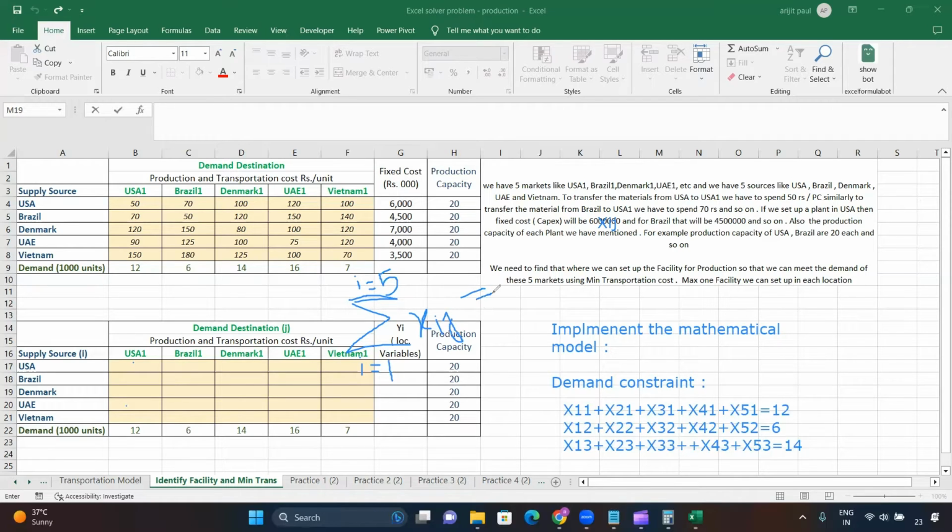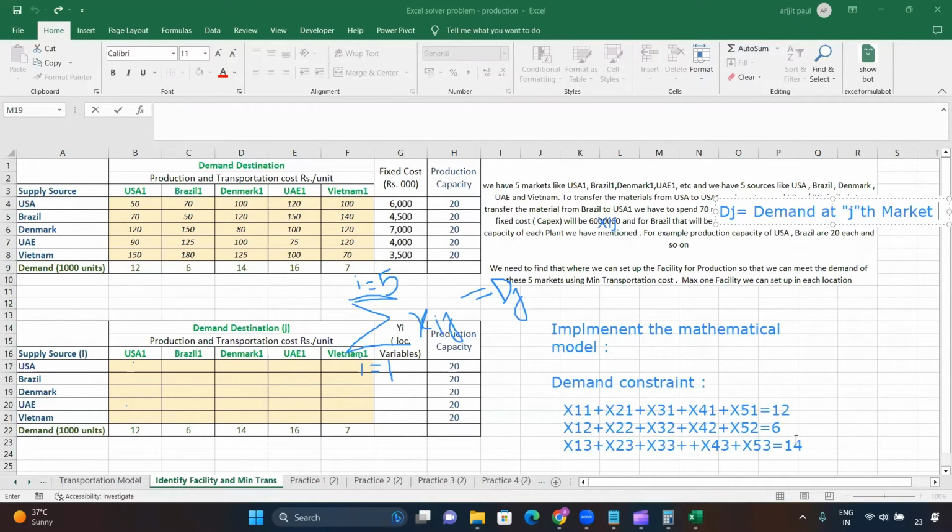equal to dj. Now what is dj? dj equals demand at jth market. That is why we have mentioned here equal to 12, 6, and 14.